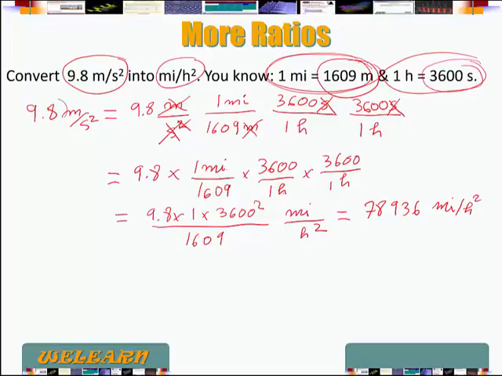Since this has two significant figures only, the answer is really 79,000 miles per hour squared when we use two significant figures.